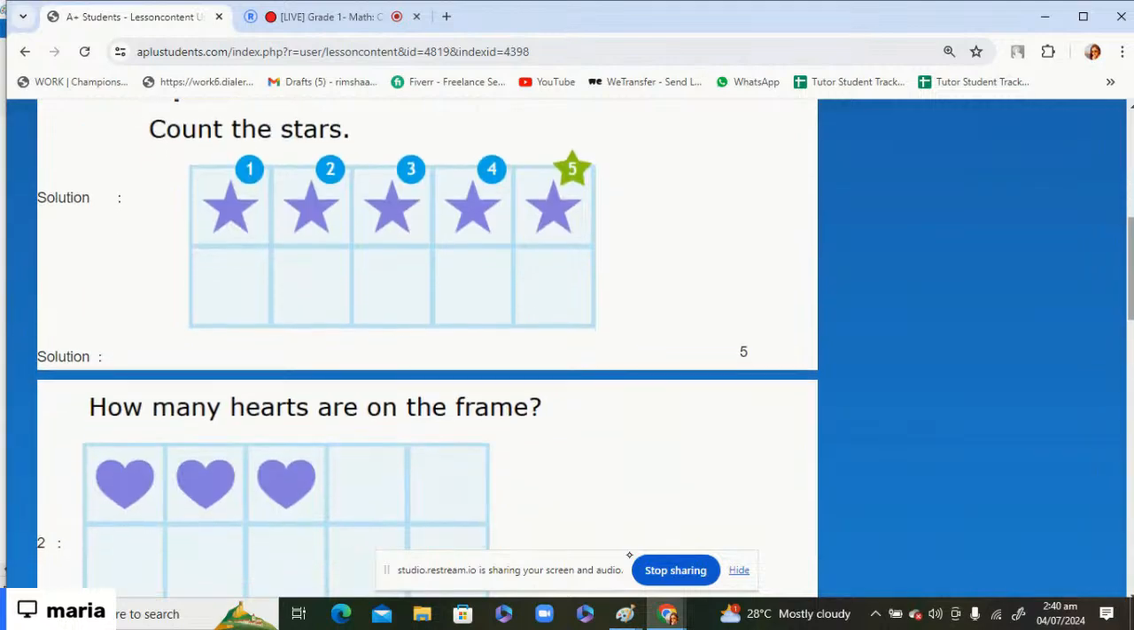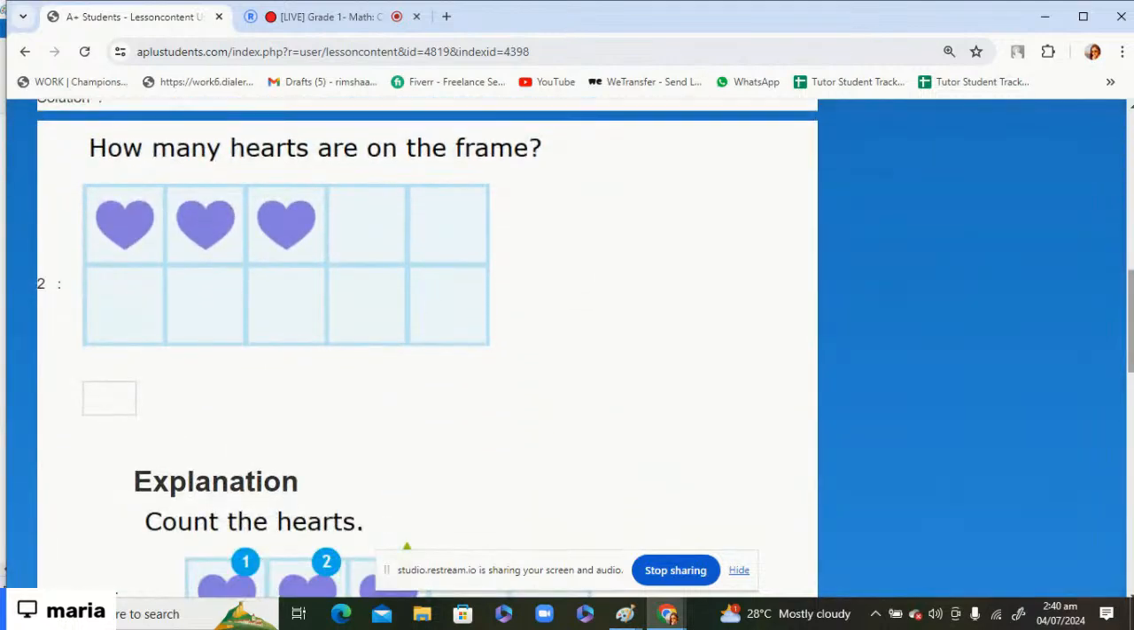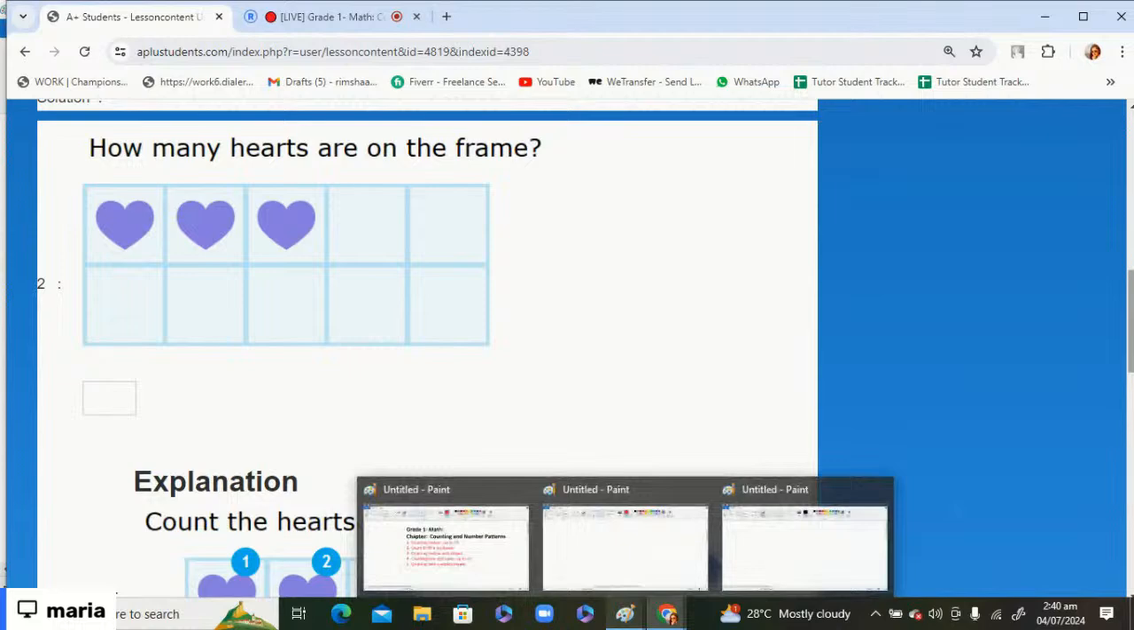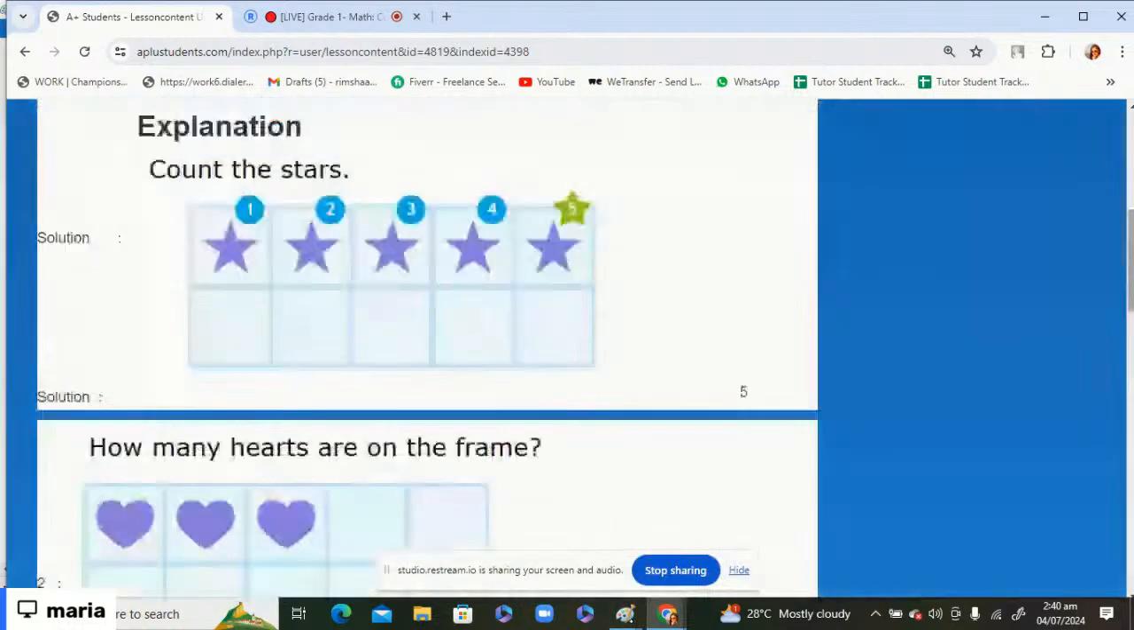Okay. How many hearts are there on the frame? Now you guys count it. How many total hearts are there? It's 1, 2, and 3. There are 3 hearts. Okay. Now let's do questions for that.